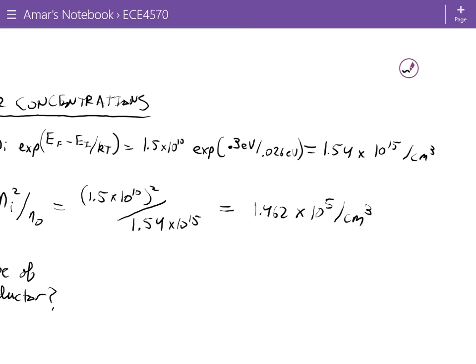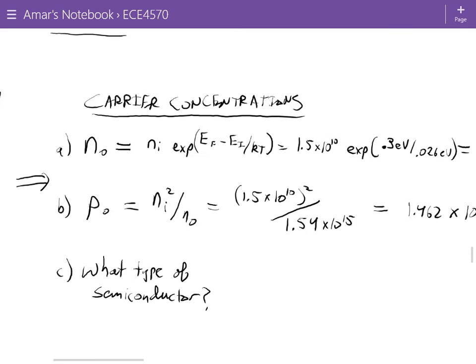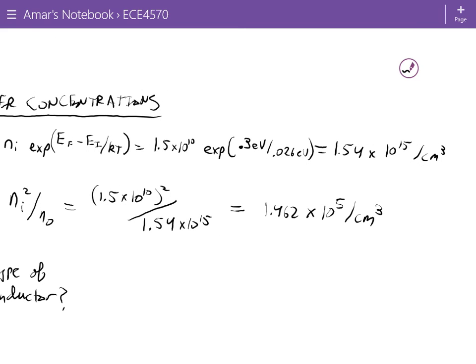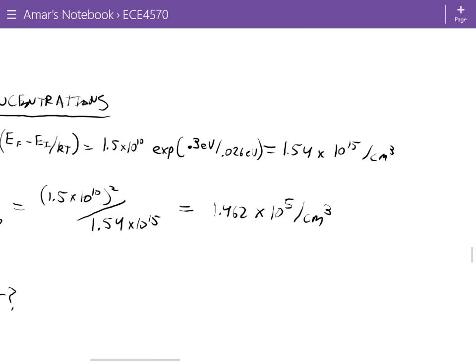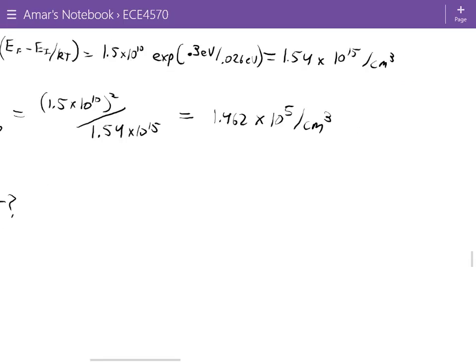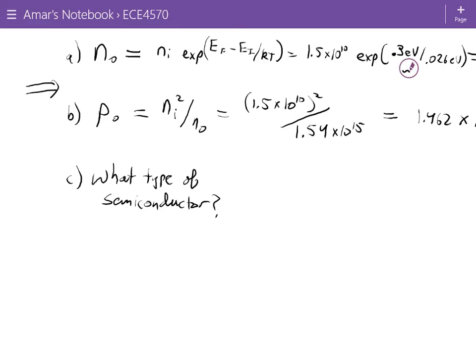All right, so another example here: we look at the electron concentration and the hole concentration. There's a huge difference, right? In an intrinsic semiconductor, both the electron and hole concentration will be 1.5 times 10 to the 10. When you make an n-type semiconductor, you have a high electron concentration and a low hole concentration. So this is the case of an n-type semiconductor.